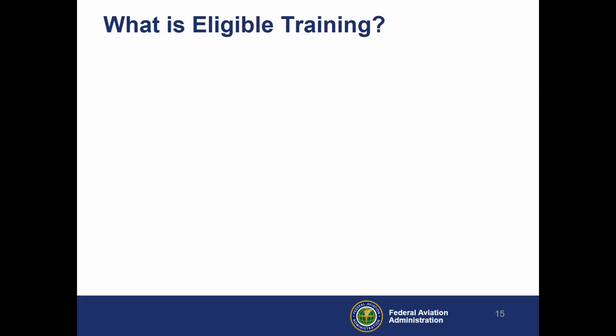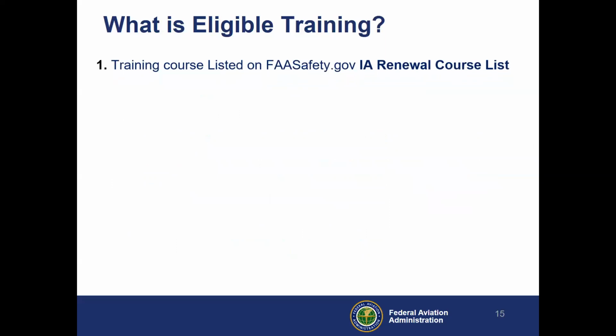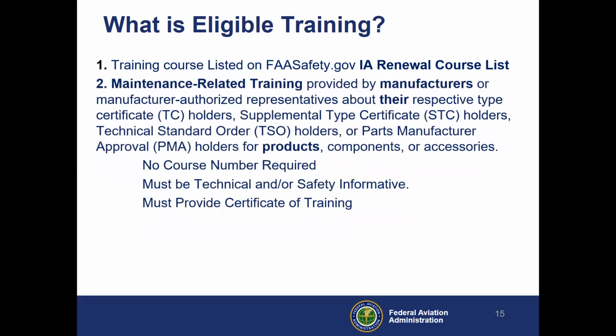So what is eligible training? Training course listed on FAAsafety.gov on our IA renewal course list, or maintenance related training provided by manufacturers on their respective type certificate, STC, TSO, or PMA product. And in those cases, no course number is required. It must be technical and or safety informative, however, and they must provide you with a certificate of training.